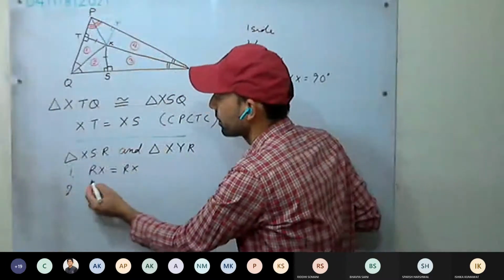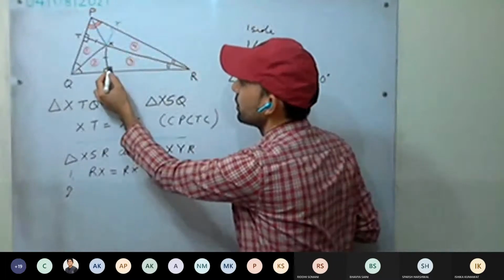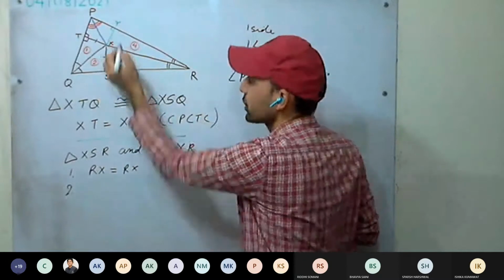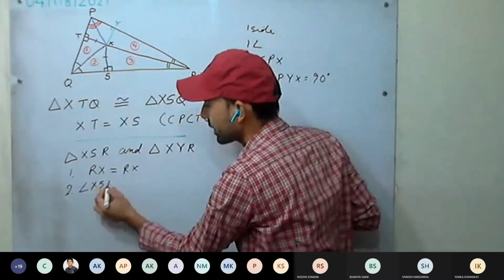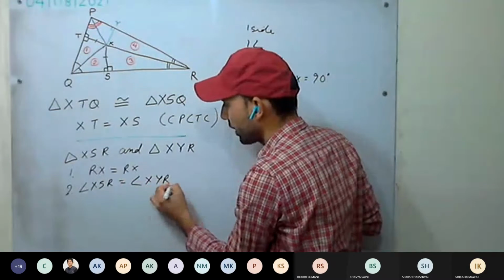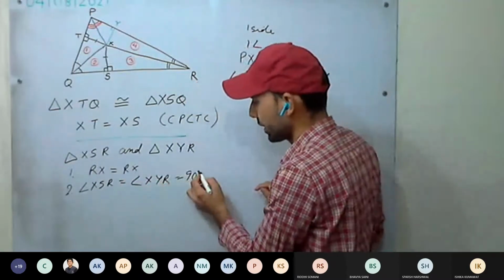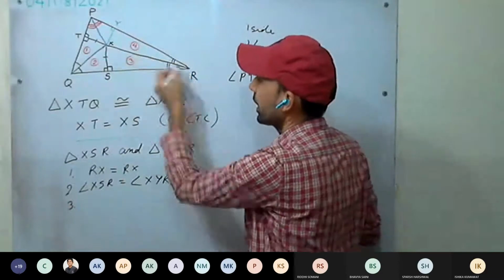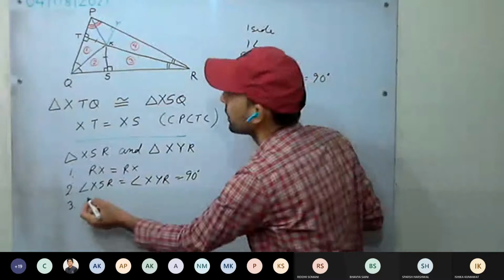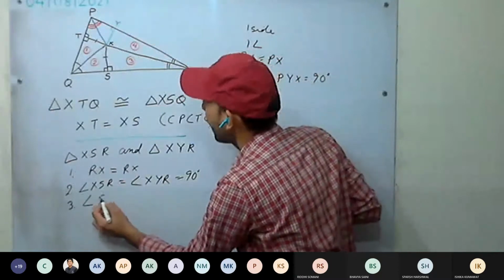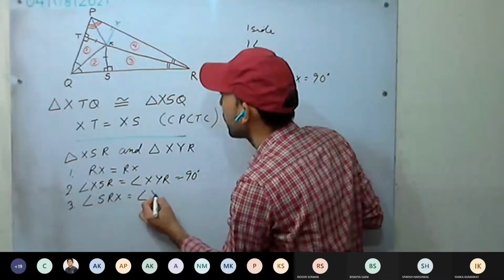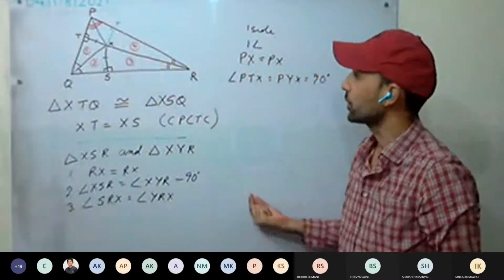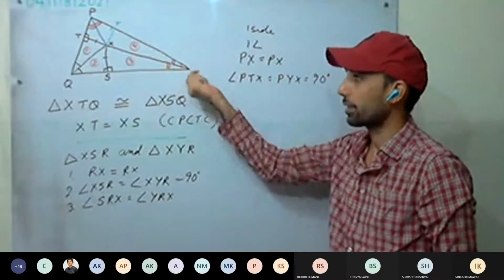Second, what is there? This equal to this one, 90. Angle XSR equal to angle XYR equal to 90 degrees. Third one, this angle equal to this angle. These are equal because RX is the angular bisector. So angle SRX equal to angle YRX, because RX is the angular bisector, or you can write RX bisects angle R.